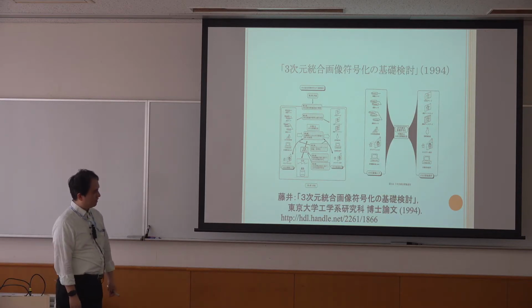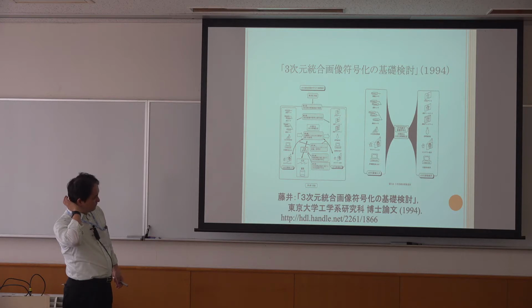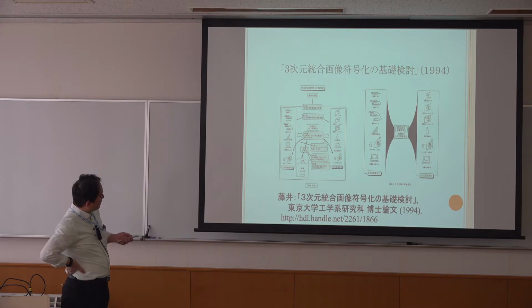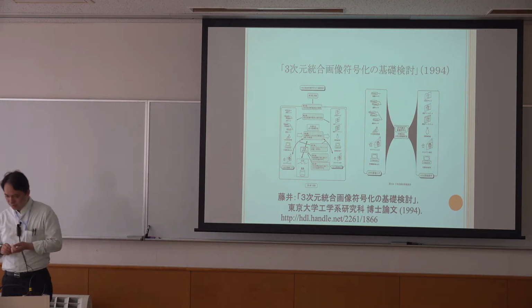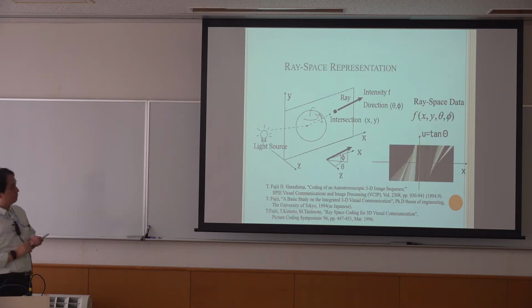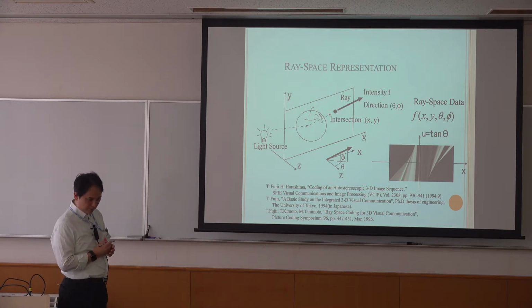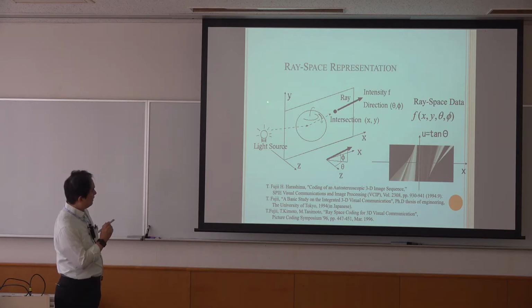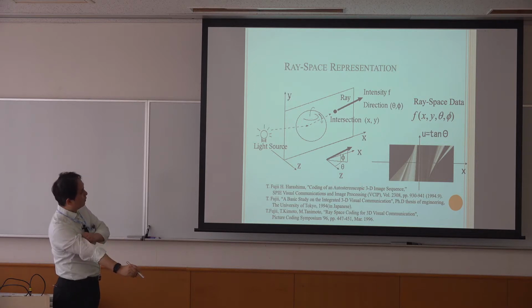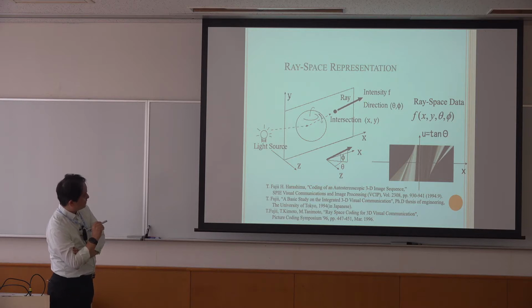So I considered about this. I researched on this topic for 3 years, and then invented this kind of integral 3D communication system. Many kinds of 3D images converted to common data format. So what can be a common data format? This is a question at that time. So ray space representation was derived from that notion. Okay, I'll explain briefly this ray space representation.